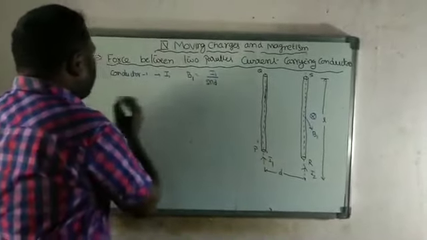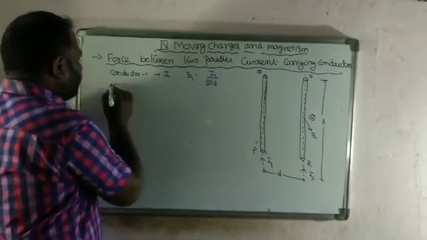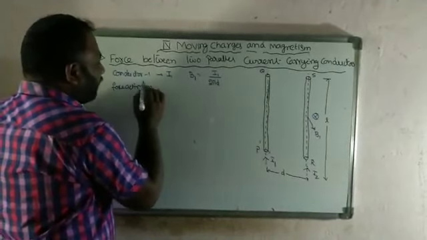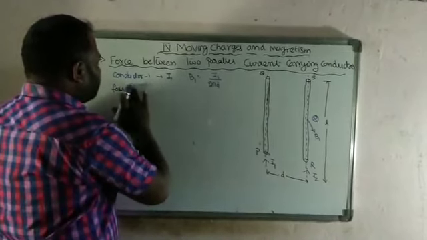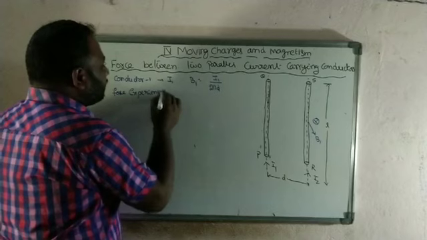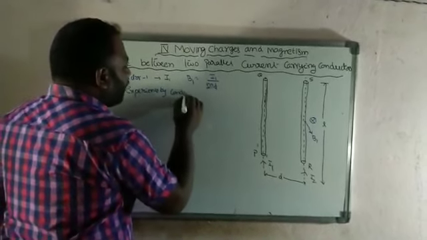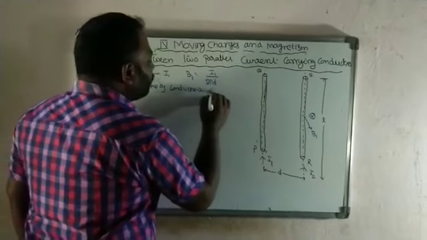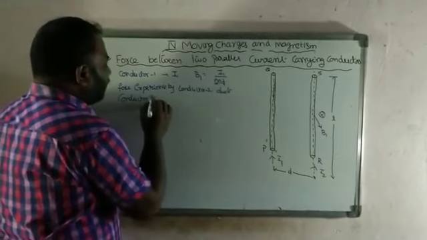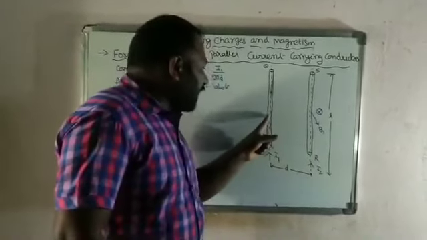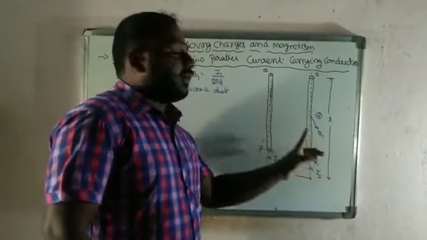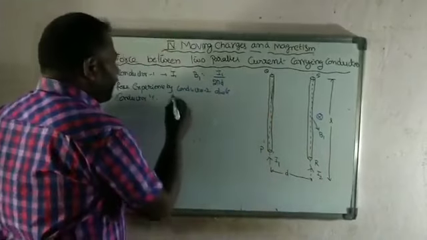Next is the force experienced by conductor 2 due to conductor 1. In the magnetic field of conductor 1 we place conductor 2. Then what is the force experienced by it? What is the formula for force?